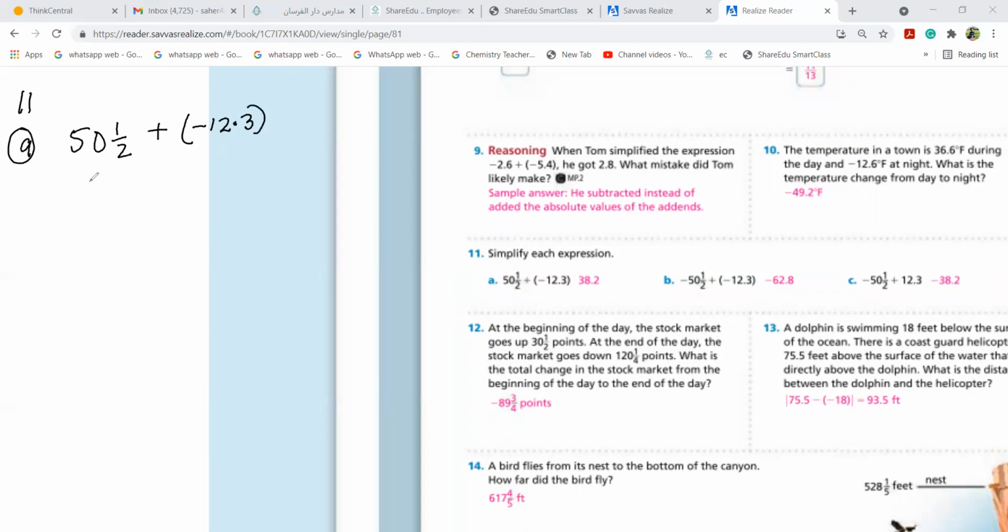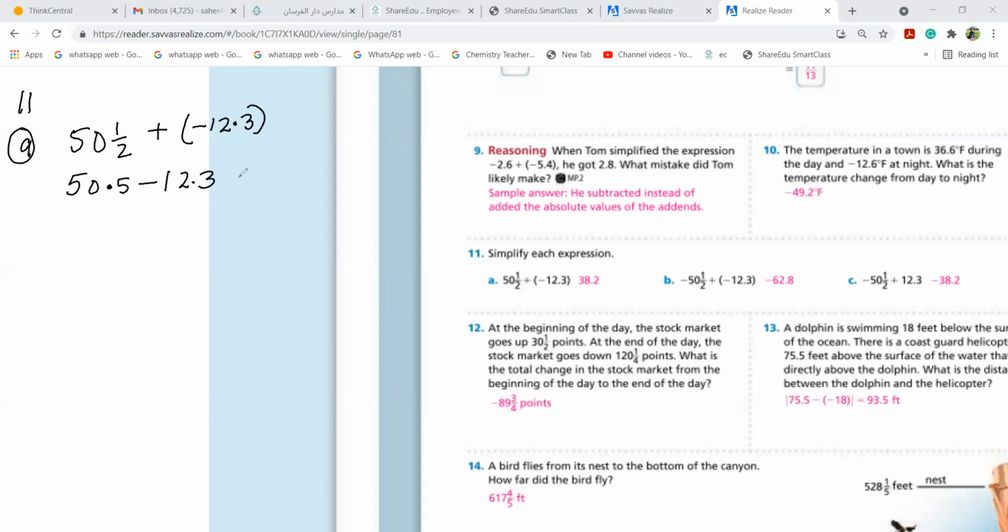Girls, you don't have space here, solve in the copybook. Or if you want just one step, you can write it there. 50.5. What do you do after that, Malak? Miss, we will open the parentheses. Minus. Very good. Now, how to solve this?